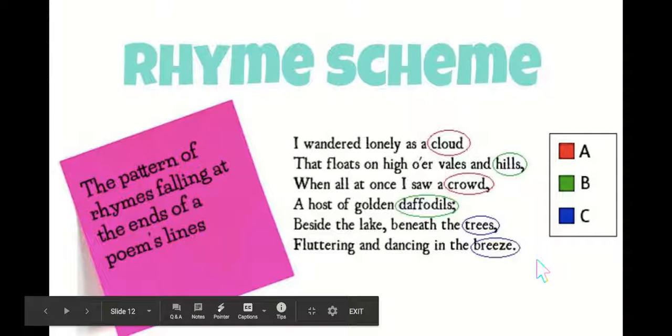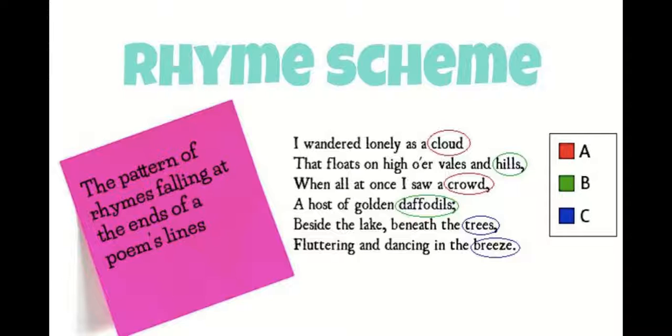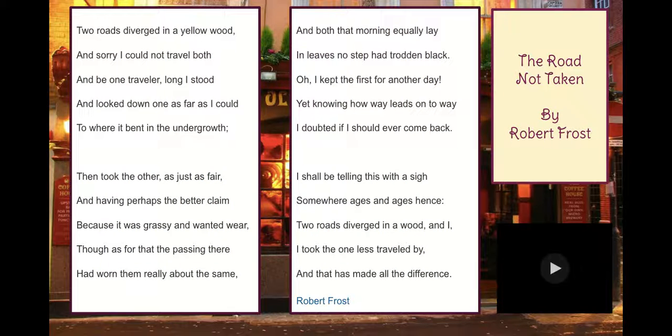And we did some work in Benchmark and we looked at some poems that had an A-B rhyme scheme. And you can see by this one that it can get more and more complex. This next poem that I want to share with you is called The Road Not Taken by Robert Frost. I want you to follow along while we listen.